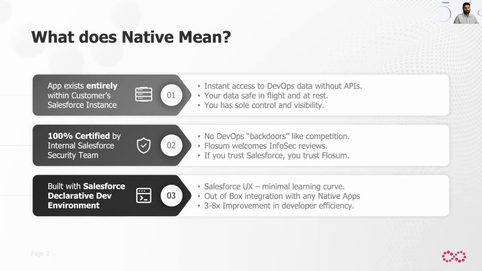So what that means for you is that there's very little OCM, that's organizational change management or operational change management, issues to deal with. There's a very little learning curve. We have out-of-box integration with other native apps. And what we've seen in our studies is that we typically see between 3 to 8x improvement in developer efficiency. So that's what the power of native is and what native really means.